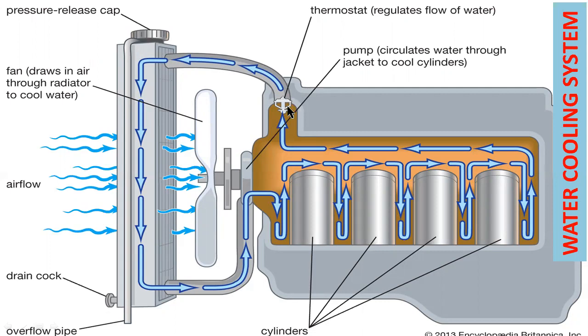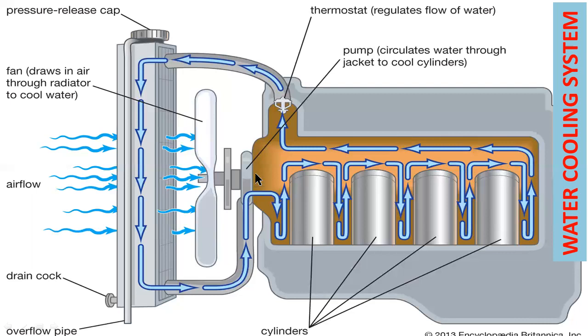This is a thermostat. It regulates the flow of water, and these are the engine cylinders. This is a water cooling system. This is a cylinder block. These are the individual cylinders, cylinders with the liners.